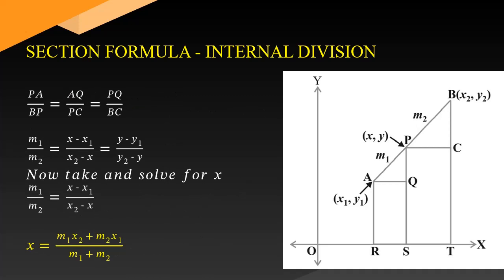Substituting all the values in equation 1, we get m1 upon m2 equals x minus x1 upon x2 minus x, equals y minus y1 upon y2 minus y. Now, take m1 upon m2 equals x minus x1 upon x2 minus x and solve for x. On solving it for x, you get m1 x2 plus m2 x1 upon m1 plus m2.